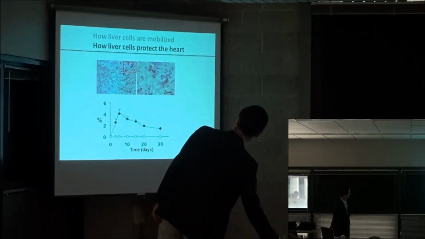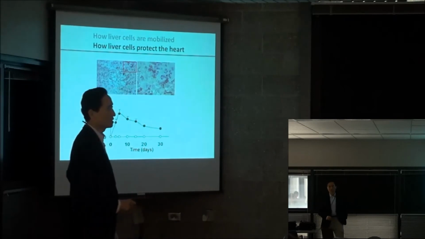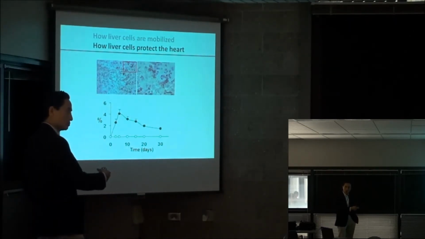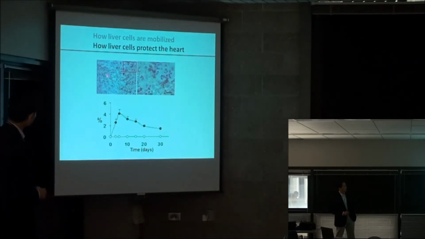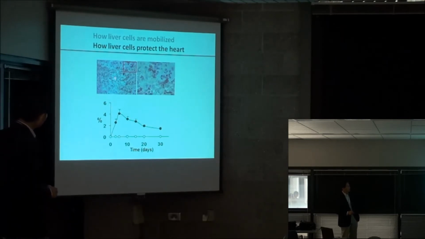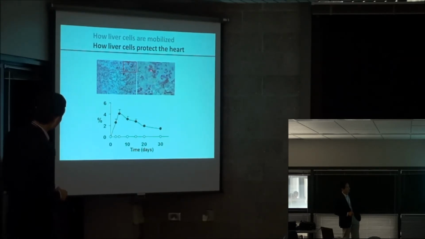Next is whether liver cells home to the broken heart, or the lesion of the heart. This panel shows a section from a broken heart. This is myocardial infarction core, and this is peripheral area. You can see a few surviving cardiomyocytes. So this red block is right here. This is magnified. The brown-colored pieces are liver cells.